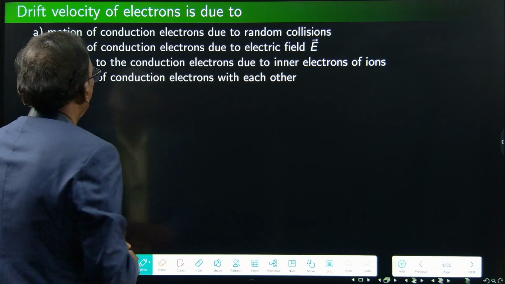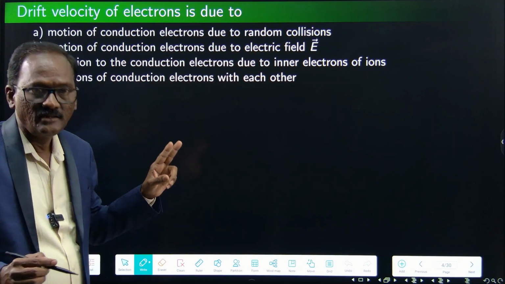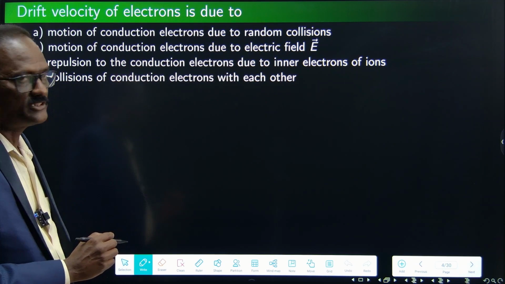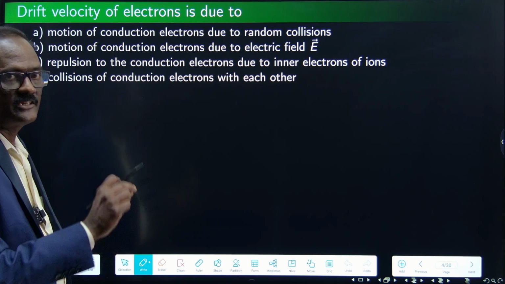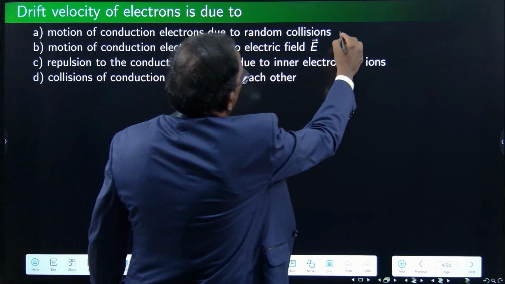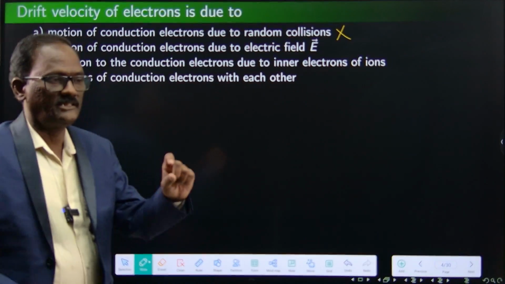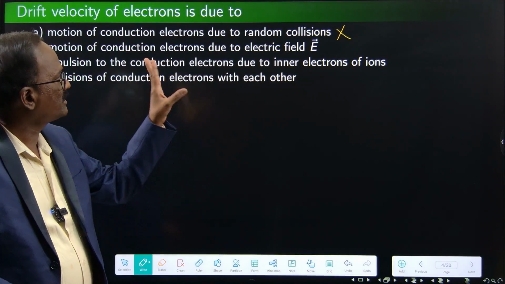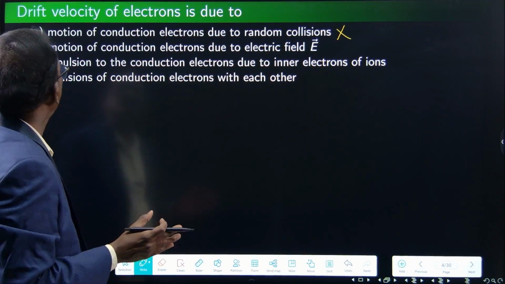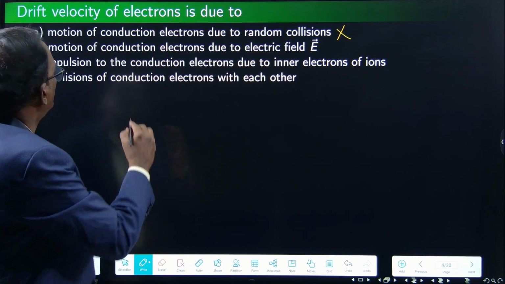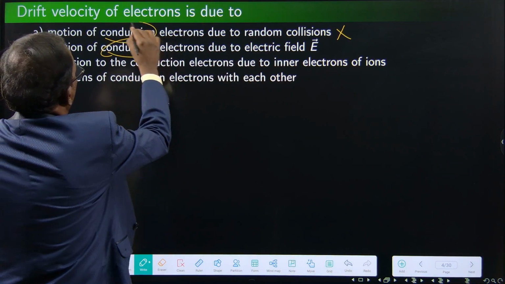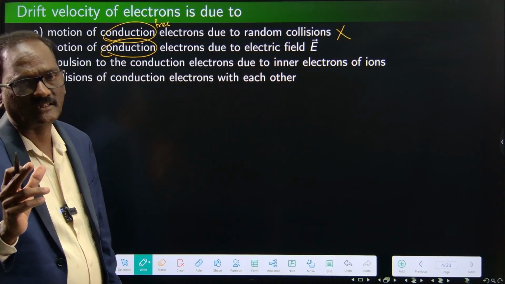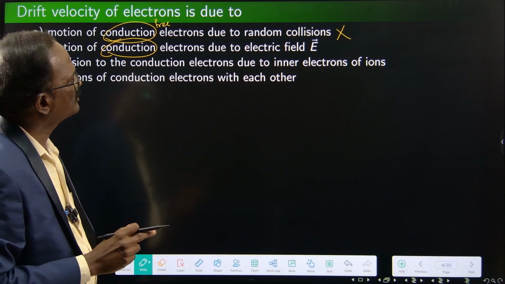Drift velocity of electrons is due to motion of conduction electrons due to random collisions? Random collisions will not give you a specific direction. For the electrons to have a single unified direction of motion, random collisions won't give the drift velocity. Conduction electrons mean free electrons. The free electrons are responsible for the conduction of current, right? So motion of conduction electrons due to electric field E. Yes, this is correct.